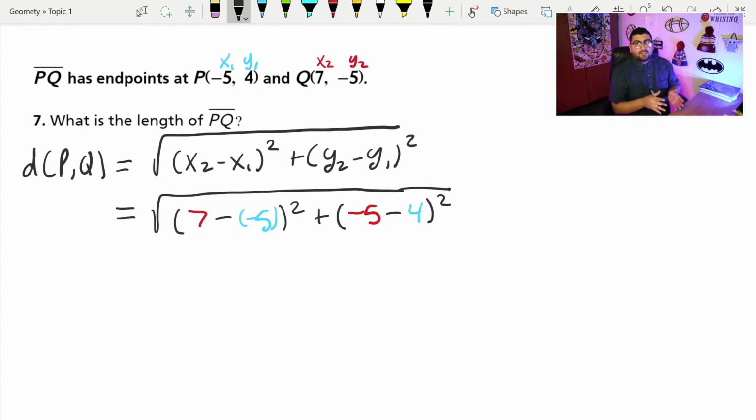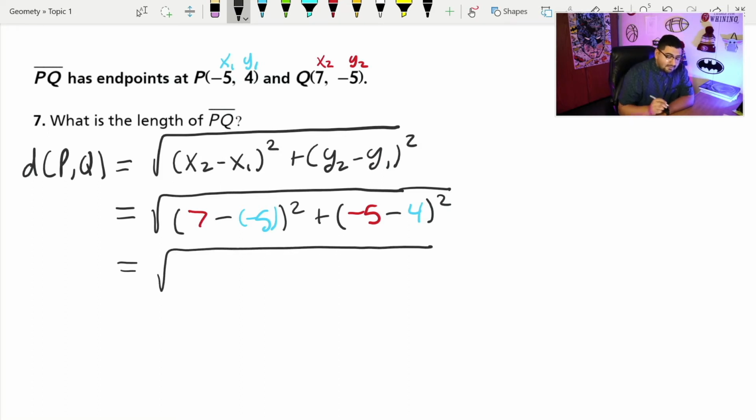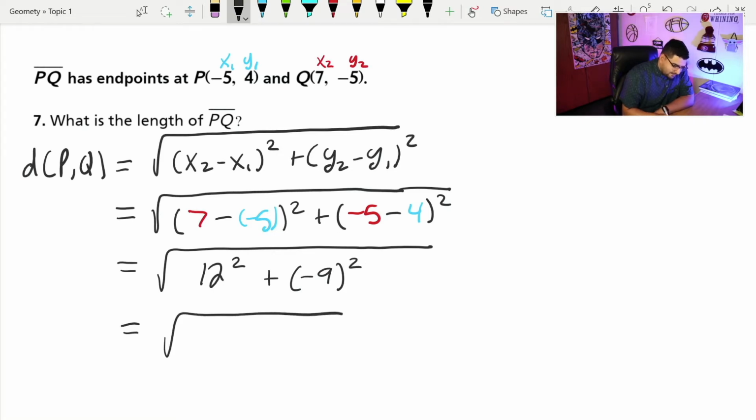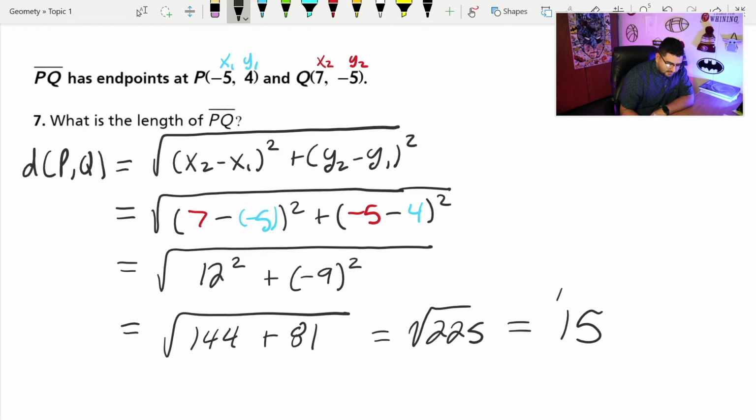Now it's a matter of working out the additions and subtractions inside of the formula. 7 minus -5, a double negative, turns into a positive, so that gives me 12 squared. Plus -5 minus 4, combining those, you get -9, which is also squared. So 12 squared is 144, plus -9 squared gives me 81. Together, those combine to the square root of 225, which is simply 15.